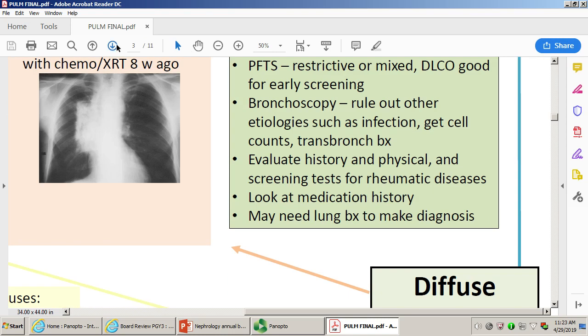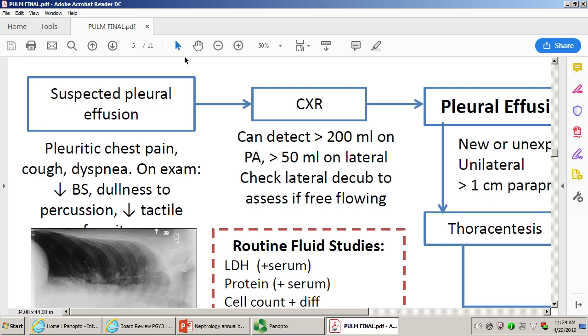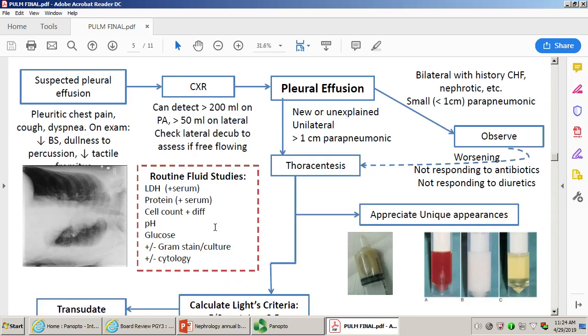So let's go to the pleura. So again, kind of moving along through this a little bit quicker, all right? Kind of things that they commonly test. Knowing when to observe versus do a thoracentesis on a pleural effusion, right? So if somebody has a new unilateral effusion, and it's more than 1 centimeter in the setting of a pneumonia, that is when you are going to do a thoracentesis, right?